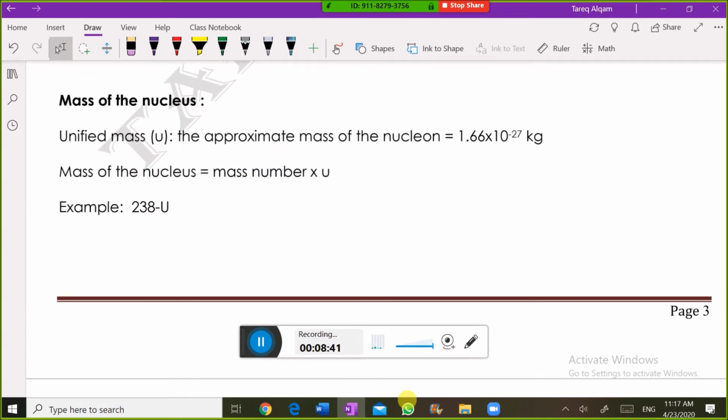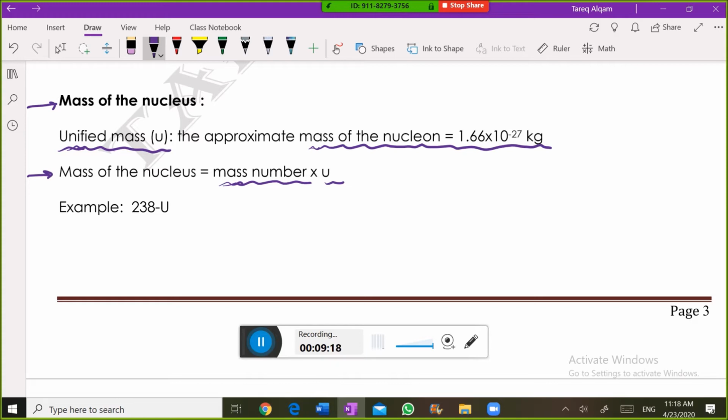Here, guys, is a very important thing: the mass of a nucleus. To find the mass of the nucleus, we have something called the unified mass unit. This unified mass, guys, is the approximate mass of a nucleon, which is 1.66 times 10 to the power negative 27, which will be given to you in the data sheet. If I want to find the mass of any nucleus, I have to multiply the mass number by u.